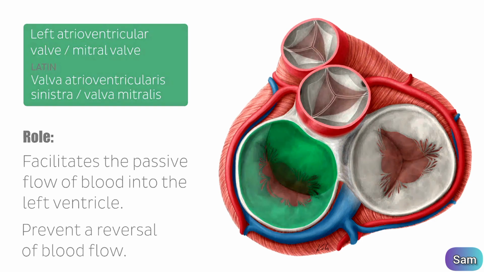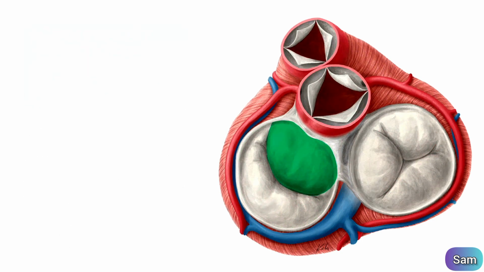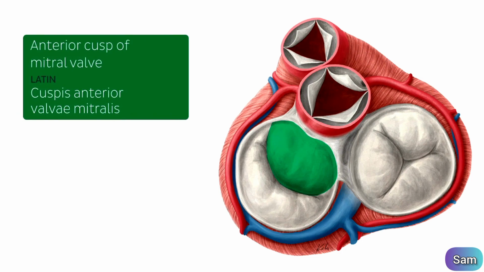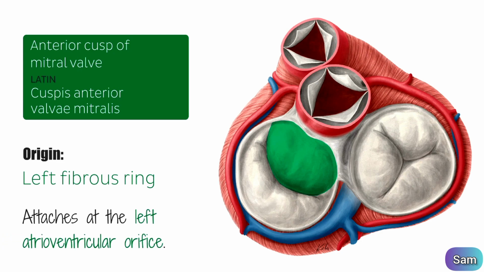Now, the mitral valve has 2 flaps, bicuspid valve, and the one that we're highlighting right now is known as the anterior cusp of the mitral valve. Now, the anterior cusp is the ventral and larger one of the 2 cusps that form the mitral valve. It originates ventromedially at the left fibrous ring, this portion here, which we will talk about a little bit later. It then attaches at the septal aspect of the left atrioventricular orifice via the heartstrings.